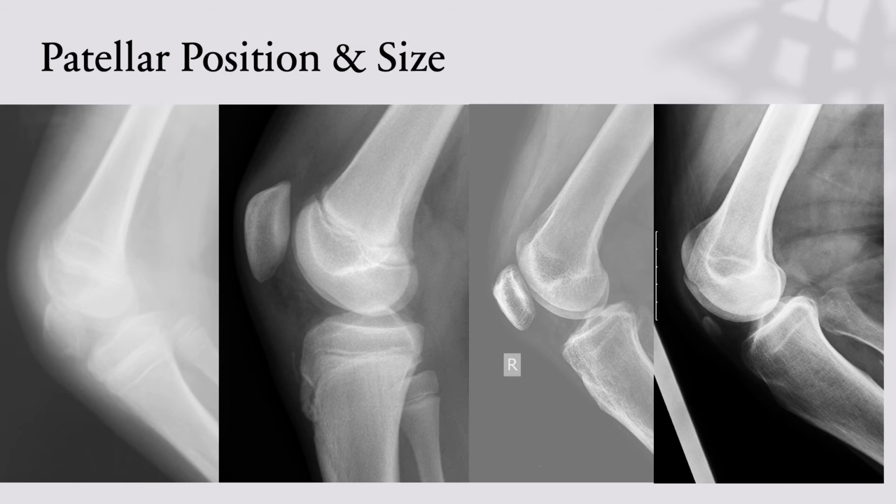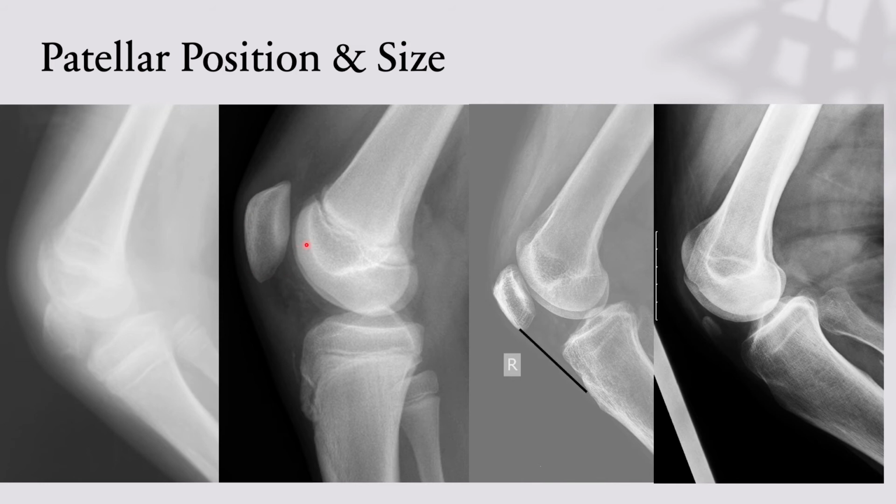The next thing we talk about is the patella. When we start looking at the patella, it's a fairly common area. Anterior knee pain is fairly common in children. So we start out by looking at the patellar position and size. You can have a low-lying patella in this case, which is the patella baja. You can have a high-riding patella, which is the patella alta.